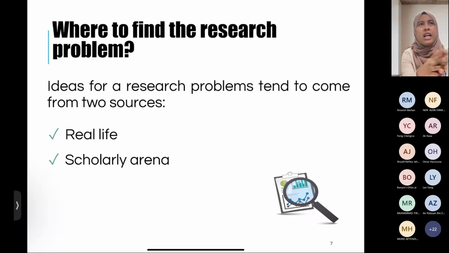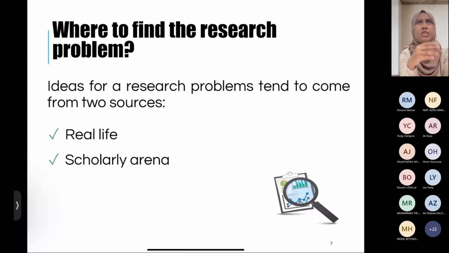For example, let's say in one of the rooms in your house, the light bulb is broken. So okay, that's a problem, the light bulb is broken. But the solution is you go to Mr. DIY, buy a new bulb and replace it. So that's not a research problem. That's a problem, but not a research problem. It cannot be investigated.